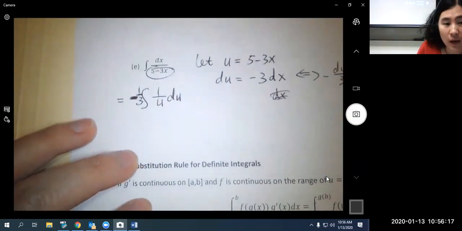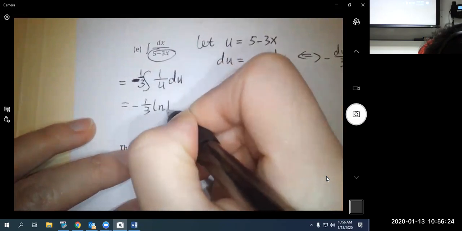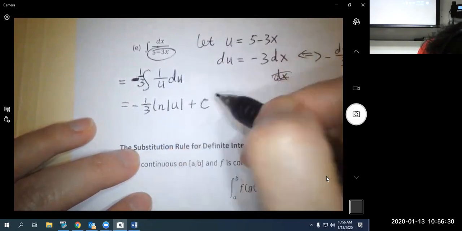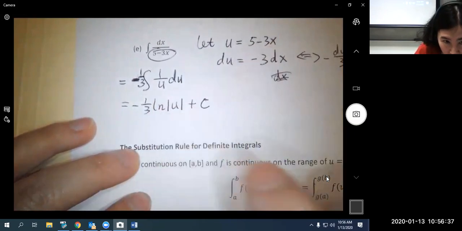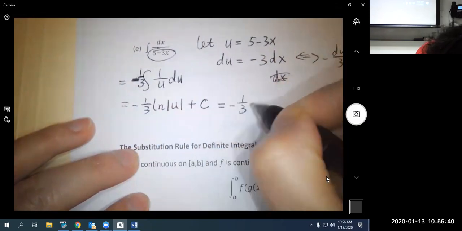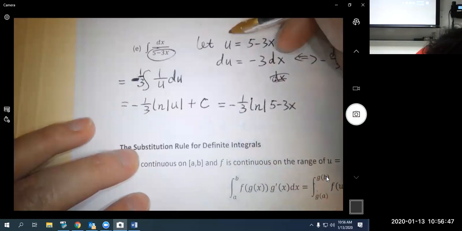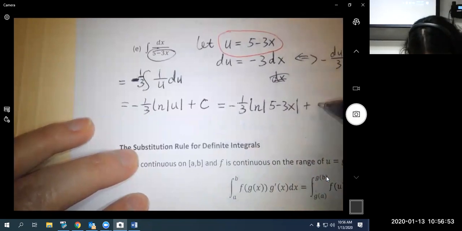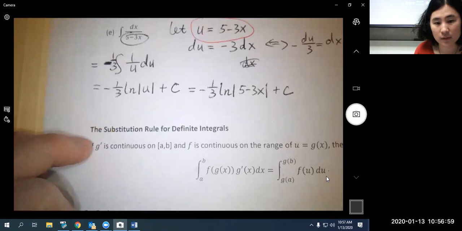All right, what is the antiderivative of 1/u? We know it is ln absolute value of u, plus the constant c. And don't forget to plug u back in as 5 minus 3x. So the answer will be -1/3 ln absolute value of 5 minus 3x, because this is our original substitution, plus a constant c. So that's good for this question?